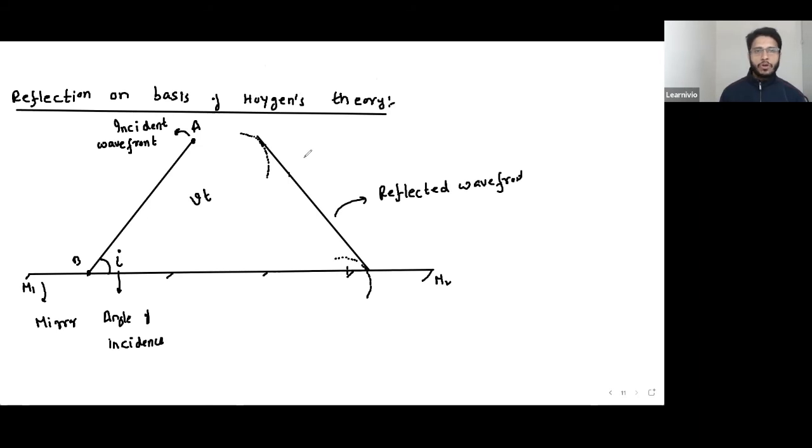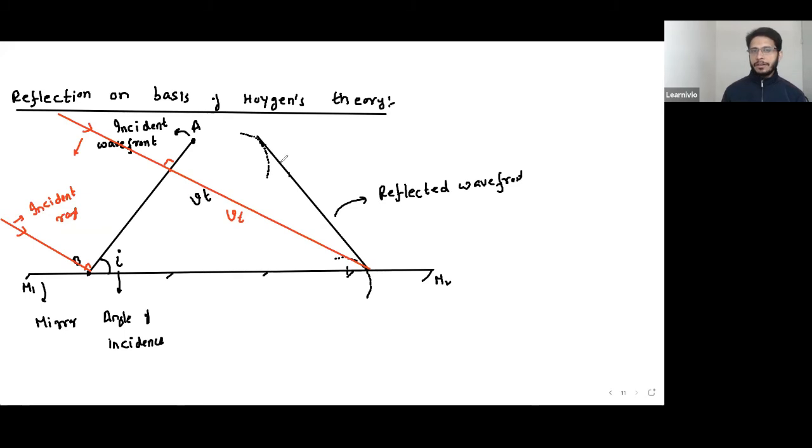The next thing is you have to draw rays. Rays are always perpendicular to the wavefront. So this is one ray. This is another ray. Both these rays are perpendicular to your primary wavefront, so these are your incident rays. And this distance from here to here is Vt. This is V into T.